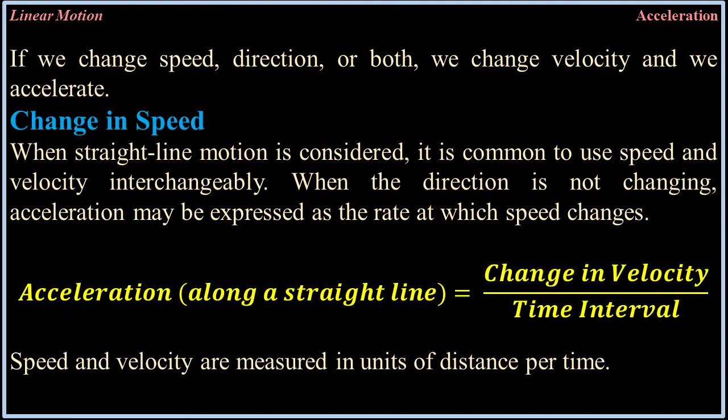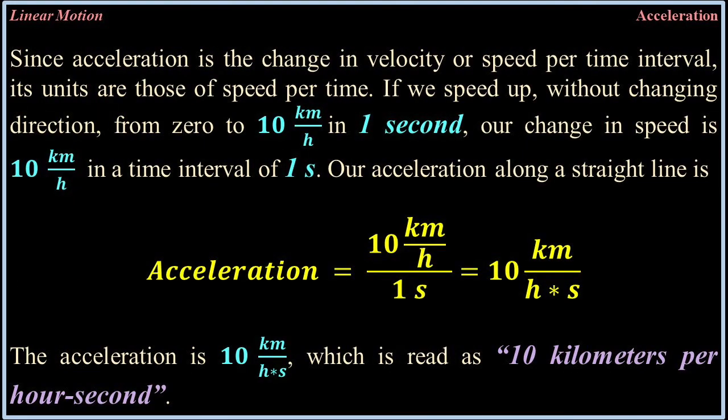Changes in speed. When straight line motion is considered, it is common to use speed and velocity interchangeably. When the direction is not changing, acceleration may be expressed as the rate at which speed changes. Acceleration along a straight line equals change in velocity over time interval. Speed and velocity are measured in units of distance per time. Since acceleration is the change in velocity or speed per time interval, its units are those of speed per time.